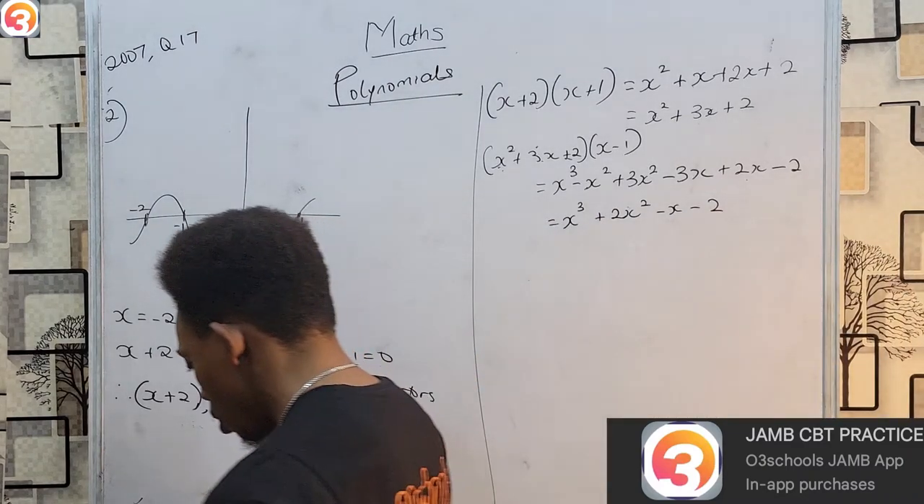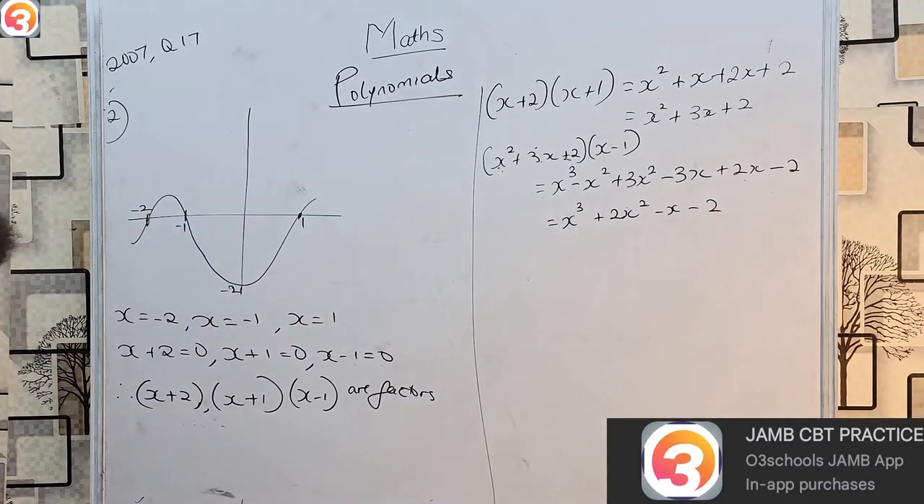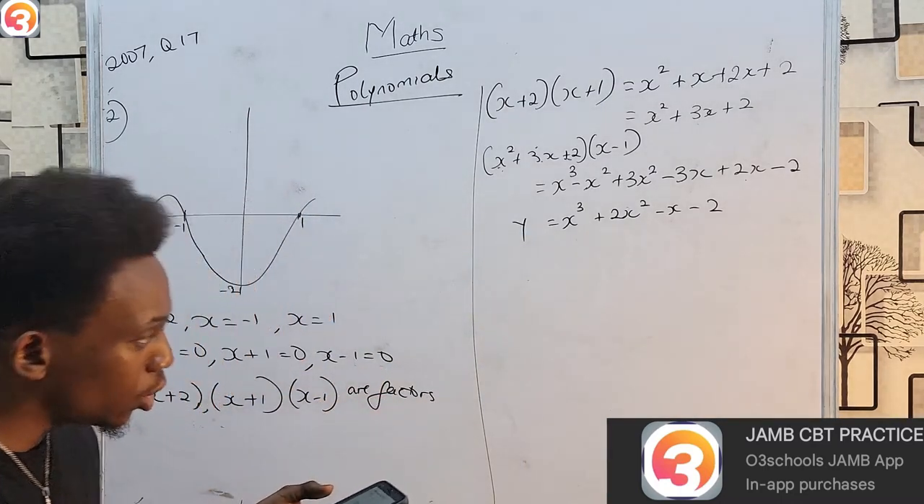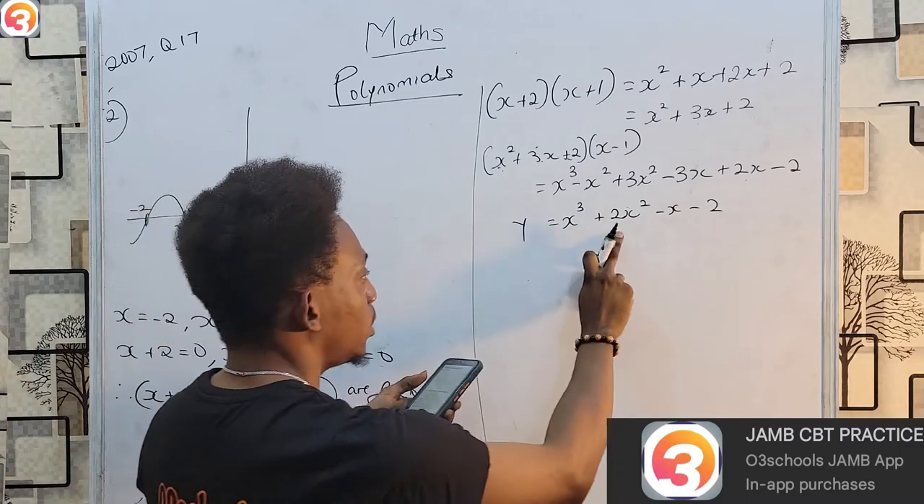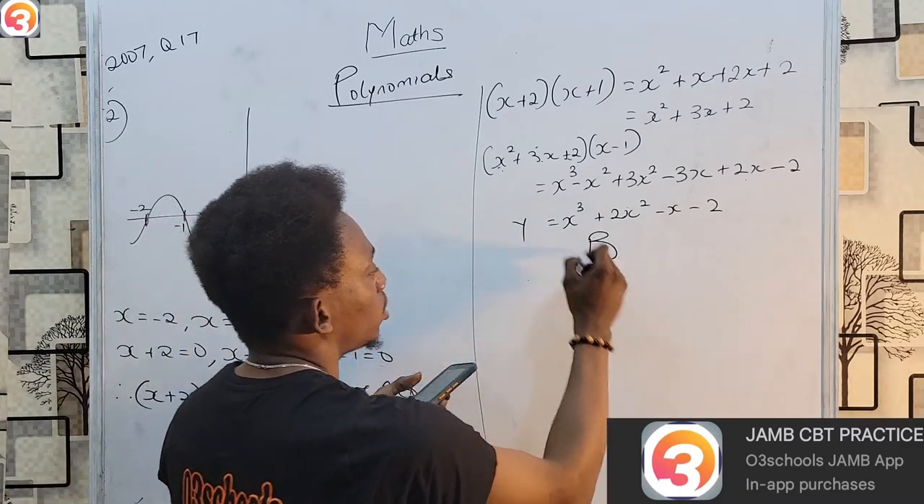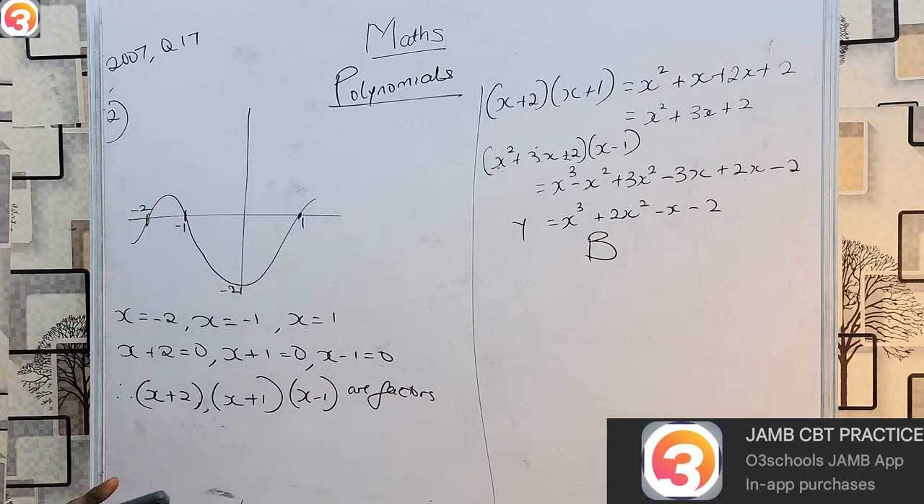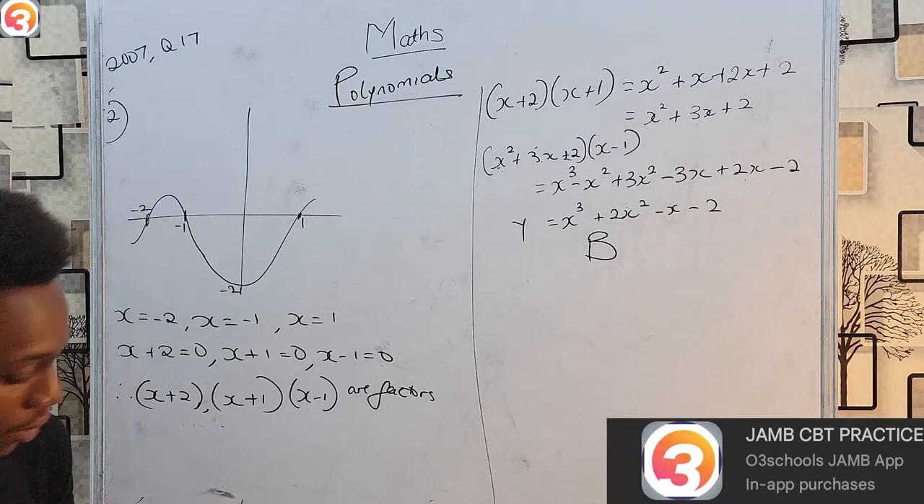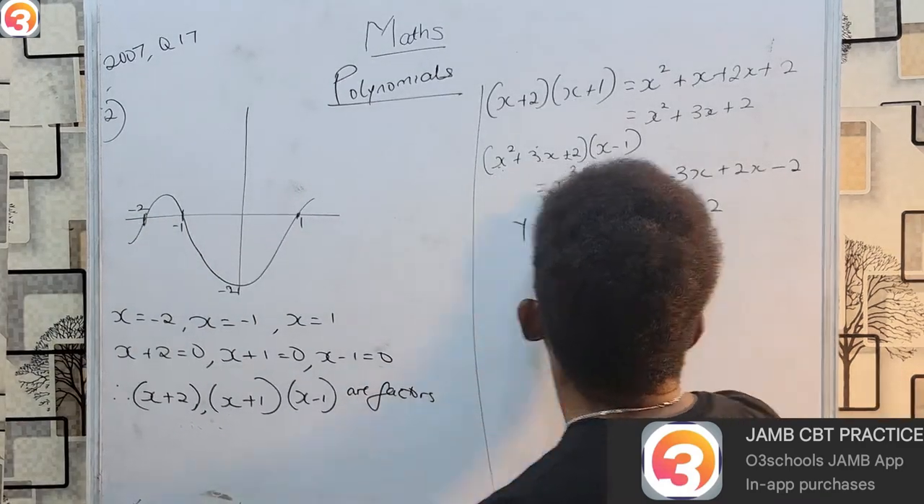So quite simply, opening our O3 Schools JAMB app one more time, we can see that our answer must be y equals x cubed plus 2x squared minus x minus 2, which is option B. So you see, very, very easy. Just remember the idea of the steps and proceed accordingly.